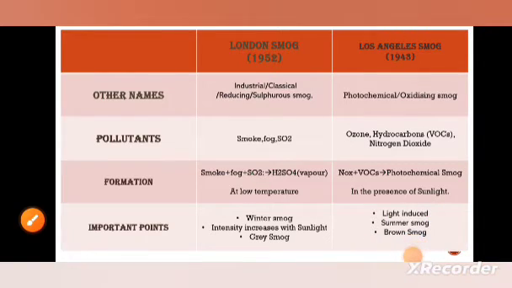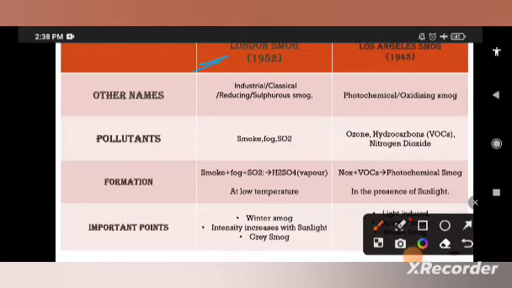The first type of smog is London smog, which was first observed in the city of London in the year 1952. The other names of London smog are industrial smog, classical smog, reducing smog, and sulfurous smog. The pollutants involved in the formation of classical or London smog are smoke, fog, and sulfur dioxide, which is mainly released by the combustion of coal.